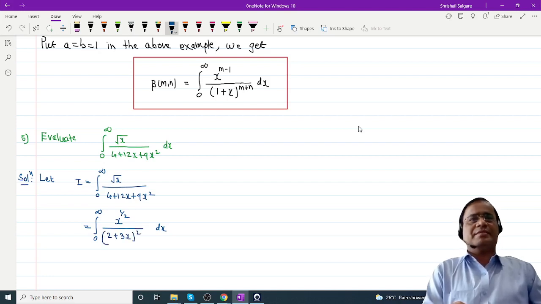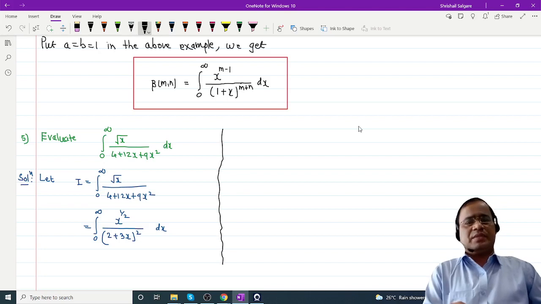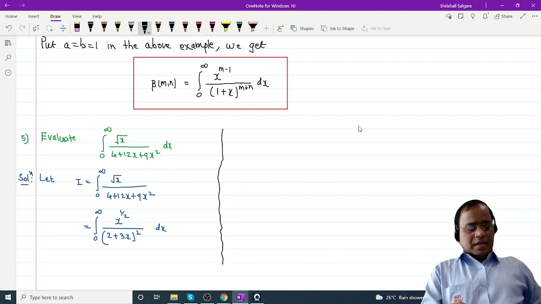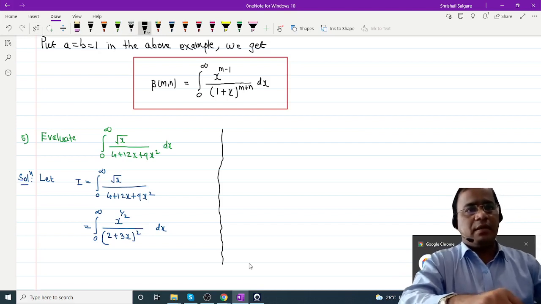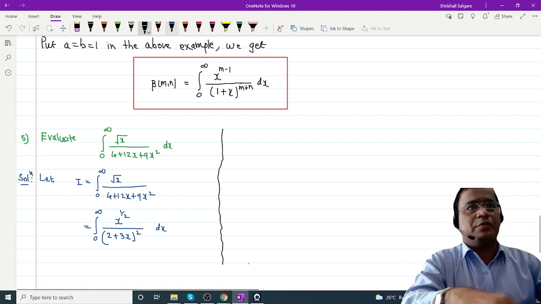Now check it. I will give 1 or 2 minutes. So try to identify. It is a perfect square, (2 plus 3x) whole square. If you write it as a perfect square, then what is the substitution?